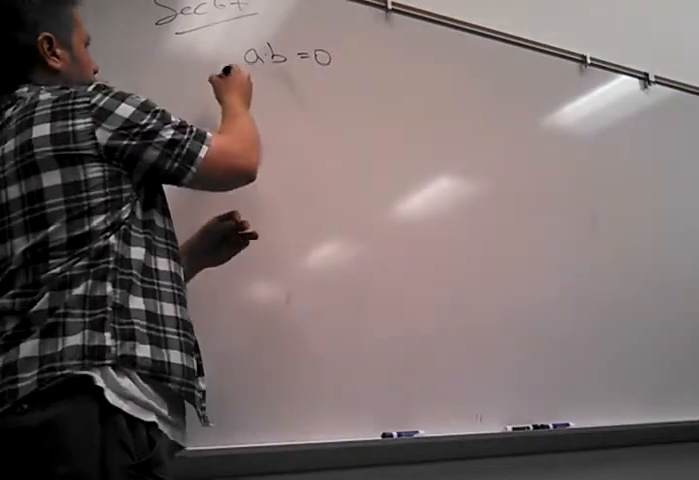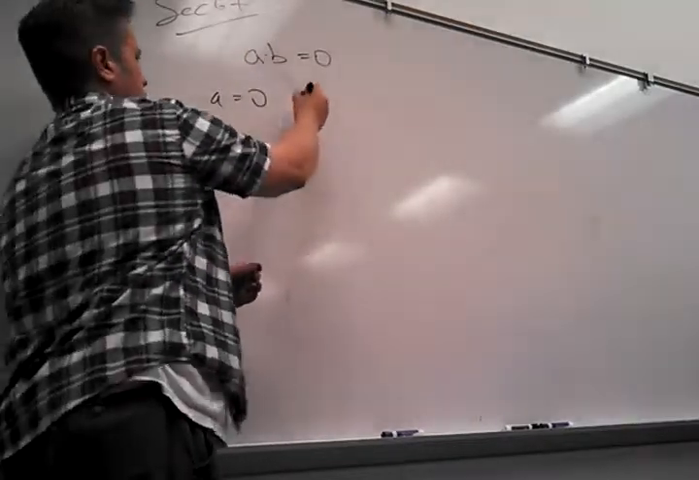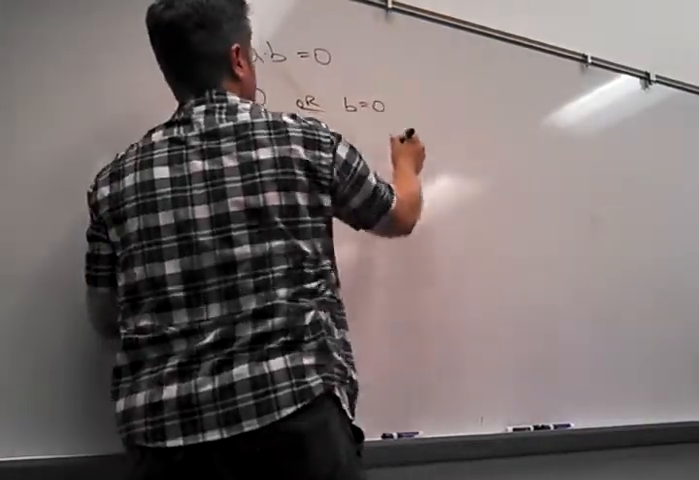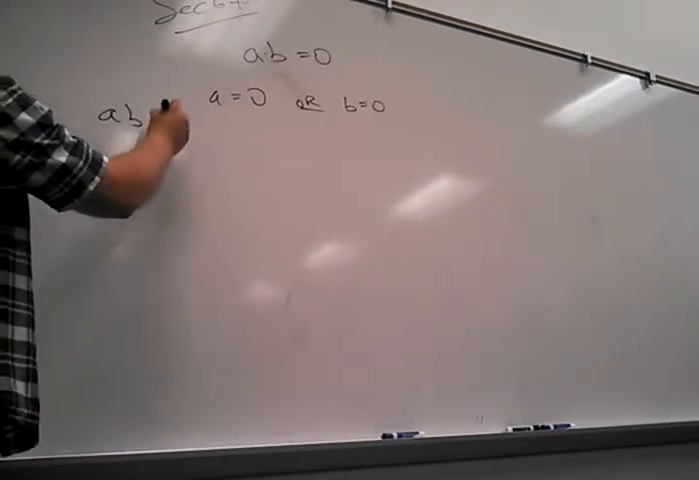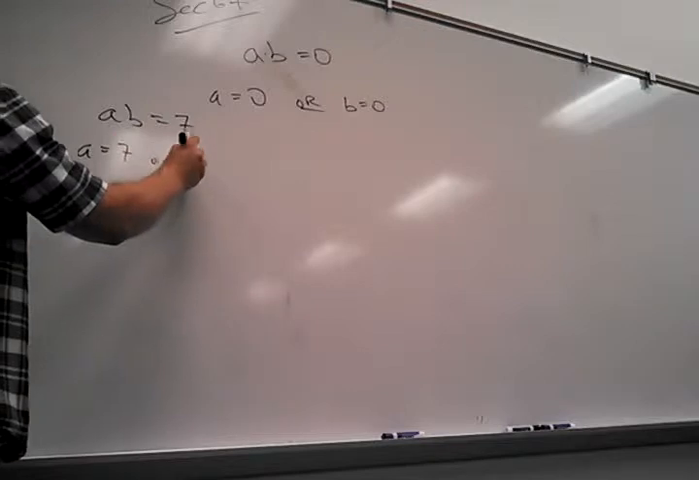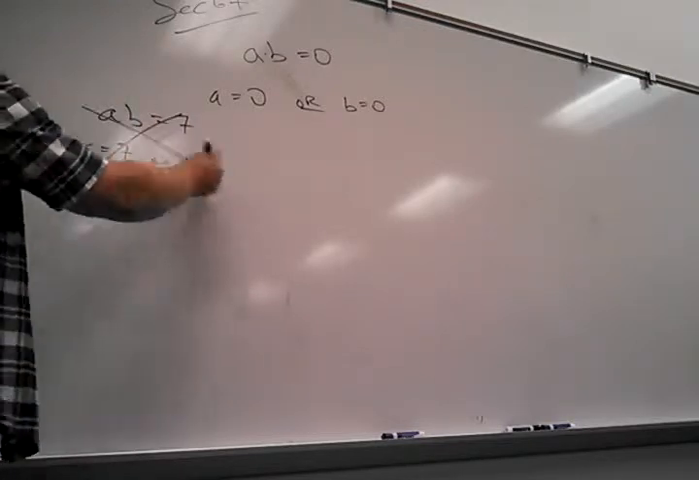What must be true is A is 0 or B is 0. There's no getting away from it. But the minute we start doing this kind of thing, I get people saying A times B equals 7, well, A is 7 or B is 7. No, that's wrong.